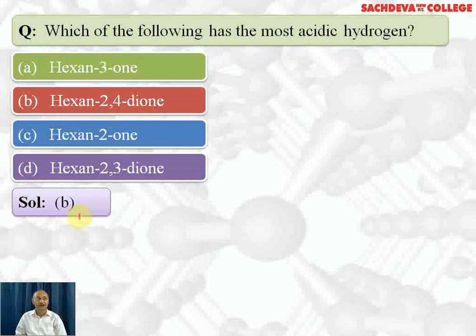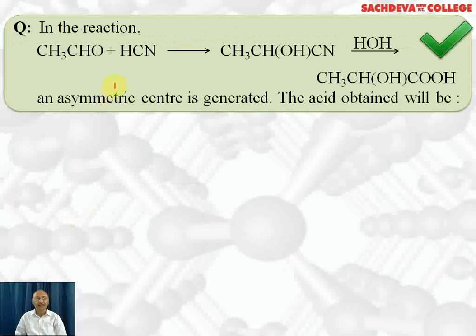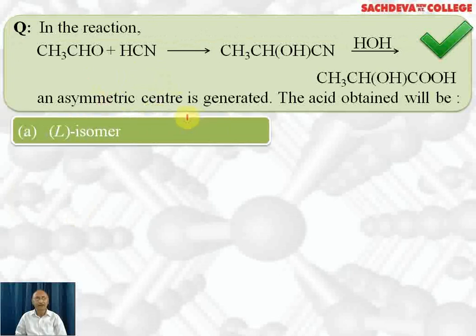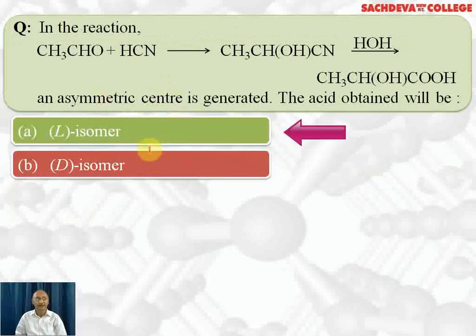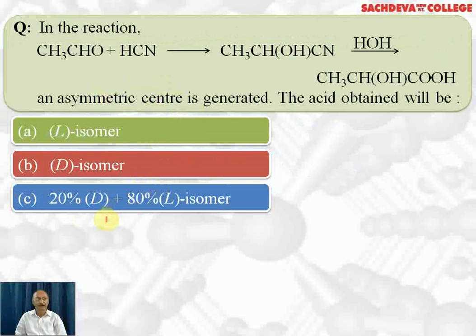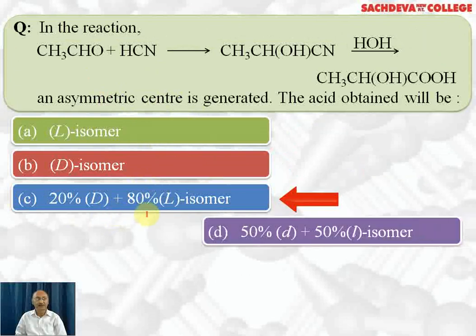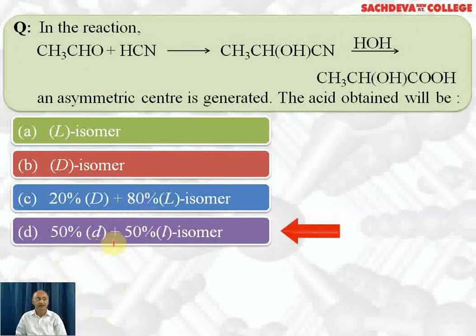So B part is the correct answer. In this reaction, a nucleophilic addition reaction, an asymmetric center is generated. The acid obtained will be L isomer, D isomer: 20% D and 80% L. D part is 50% D and 50% L isomer. Correct answer is D part. Here we are likely to get a racemic mixture.